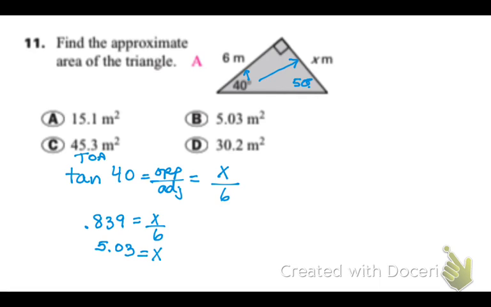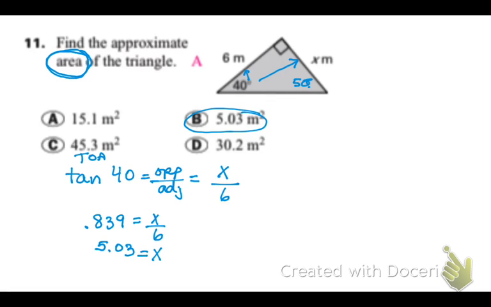Now, look at this tricky thing that they did. You might go, oh, I found x, I have my answer. And you look up here and, yep, sure enough, there's 5.03, and you mark that as your answer, and you would have been very wrong. Why would you have been wrong? Because the question asked you to find the area. Okay, it didn't ask for x. You need to find x in order to find the area, but that's not what the question asked for.